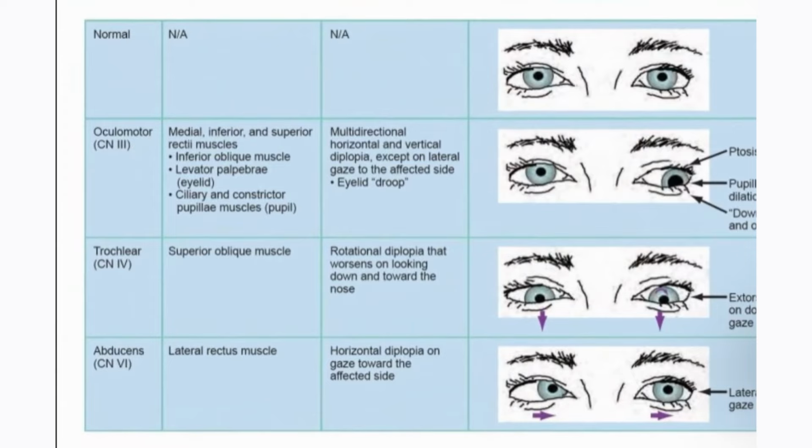Third cranial nerve palsy is going to involve all muscles, right? So it will involve medial, inferior, superior recti muscles, and also the inferior oblique muscle, levator palpebrae muscle, and also the ciliary constrictor pupil muscles; that is going to have the palsy. So these patients will have vertical, multi-directional diplopia, and ptosis is seen because the eyelid is also involved.